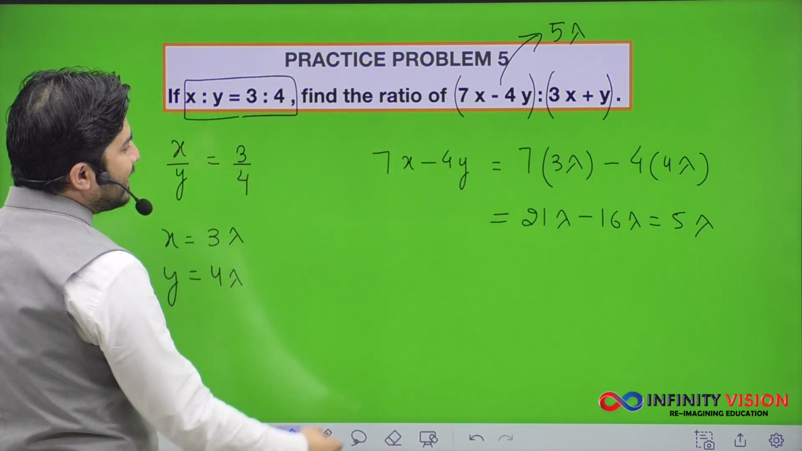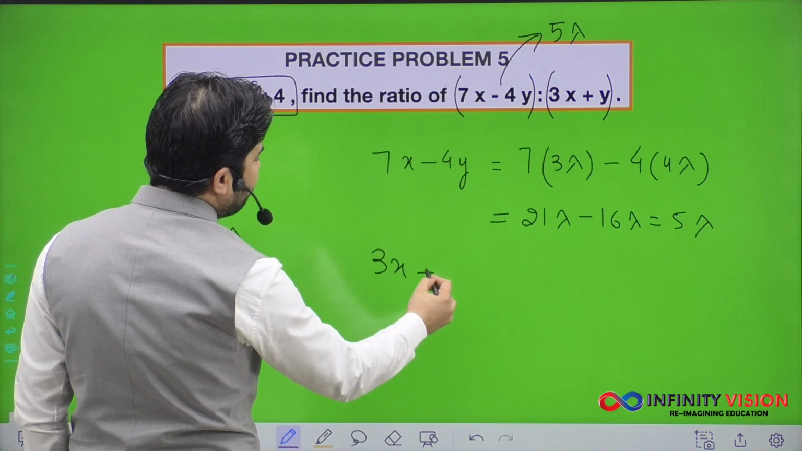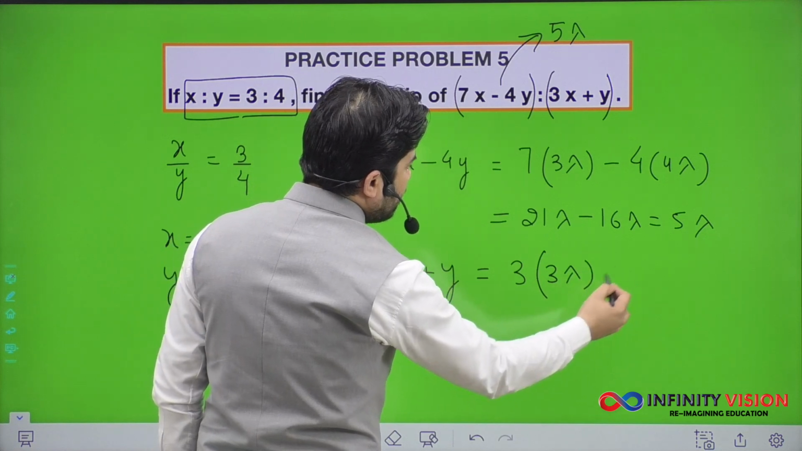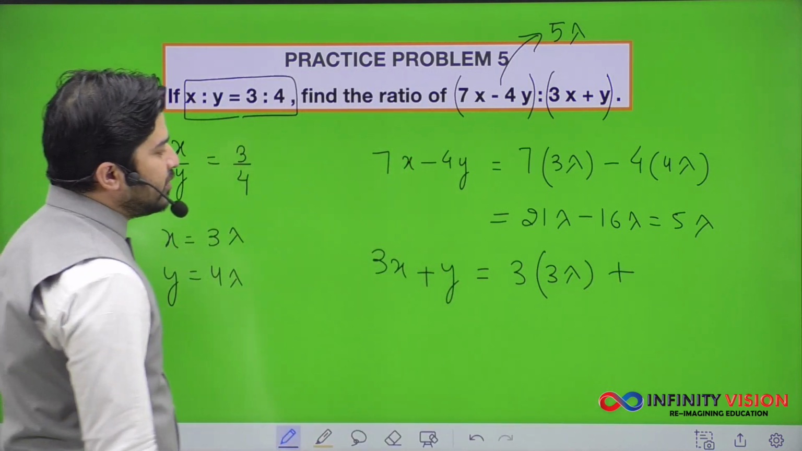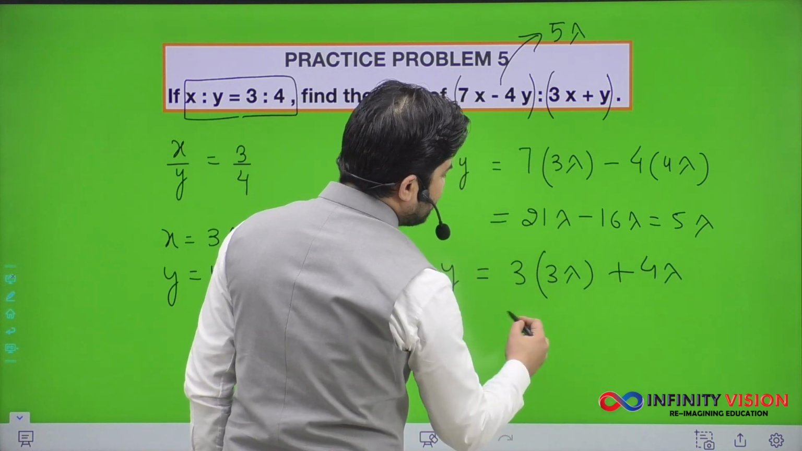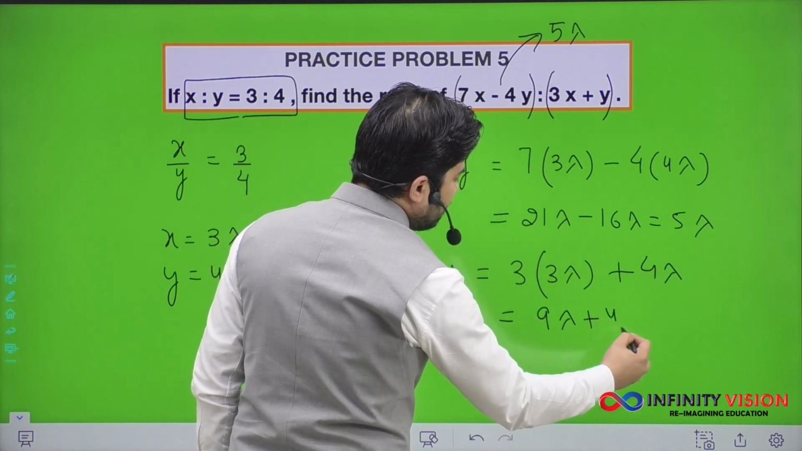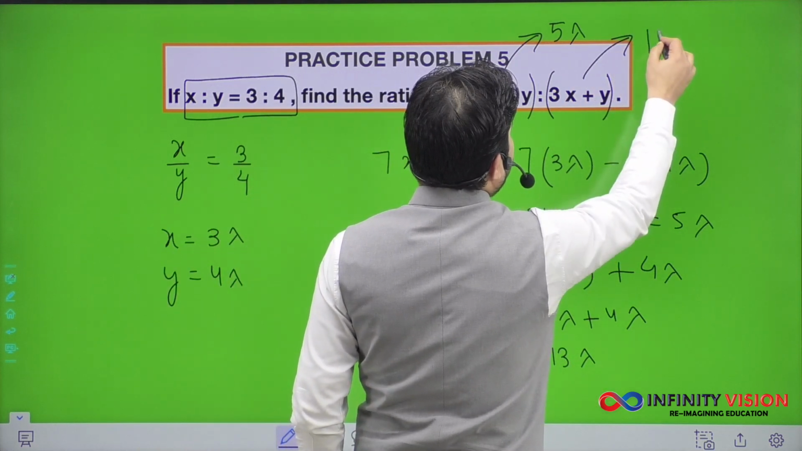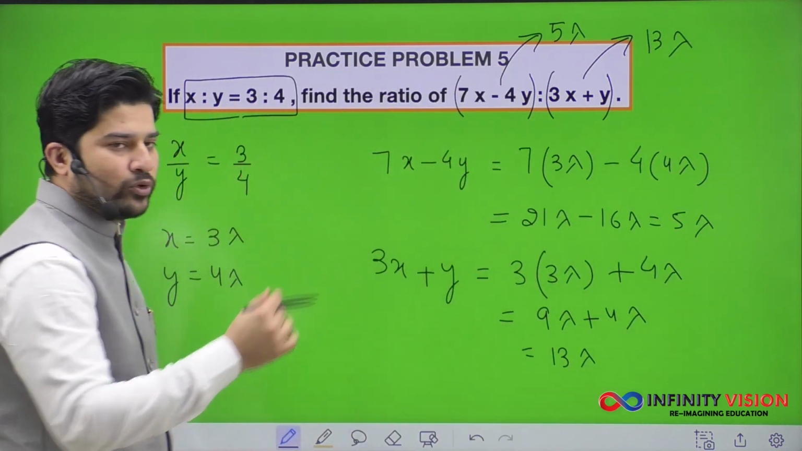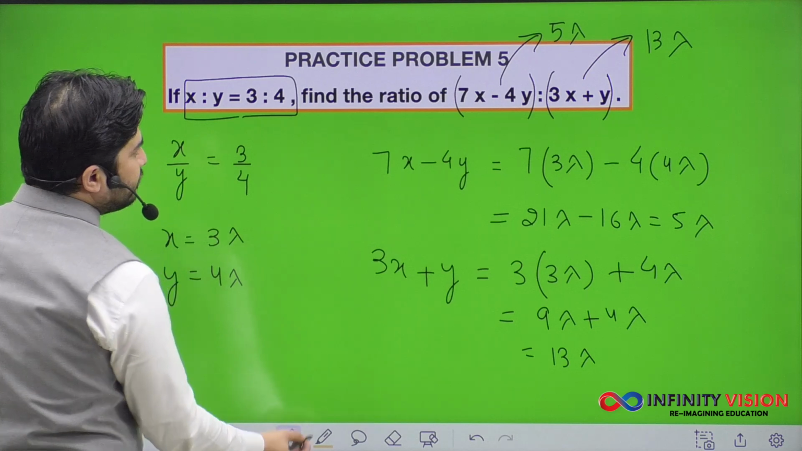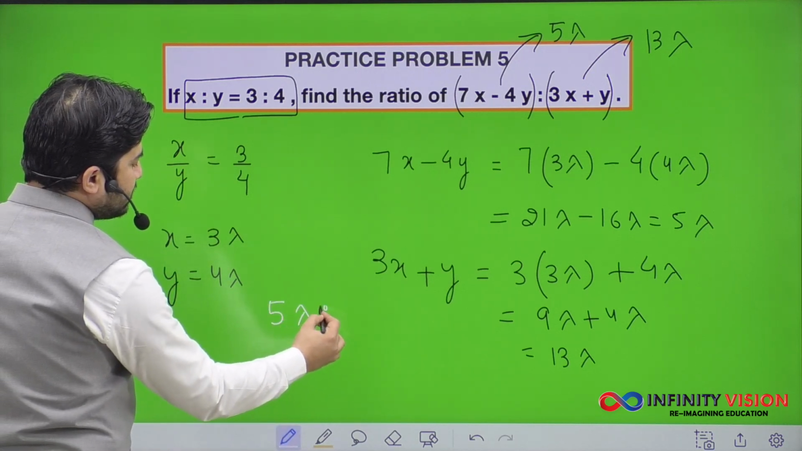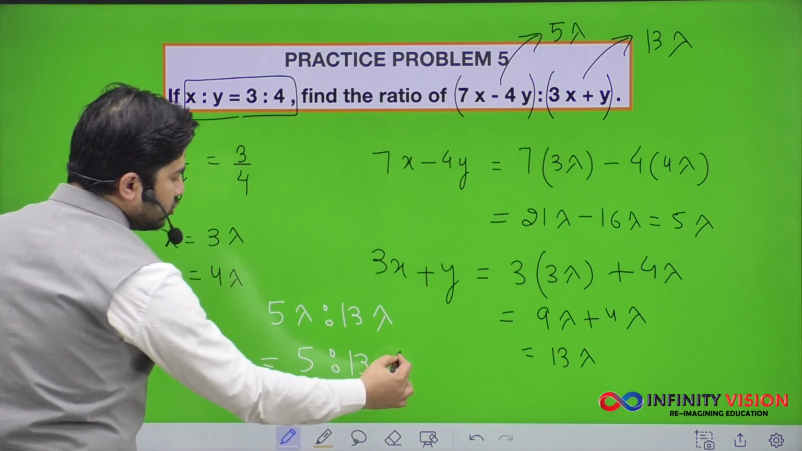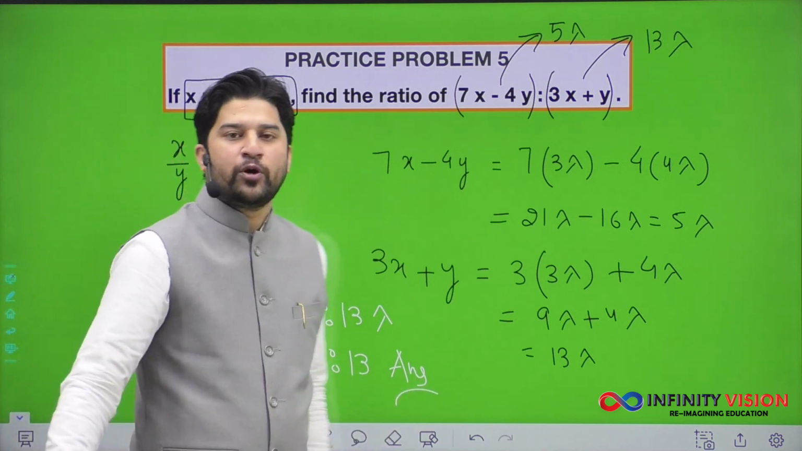And what about 3x plus y? So let's see what exactly we'll have. 3x plus y can be written as 3 into 3 lambda plus, and my y is nothing but 4 lambda. So that makes it 9 lambda plus 4 lambda, that makes it 13 lambda. So my consequent becomes 13 lambda. Now I can definitely say that both have lambda as common. So the final answer would be 5 lambda is to 13 lambda, which is equivalent to 5 is to 13. That is going to be our final answer. An easy problem.